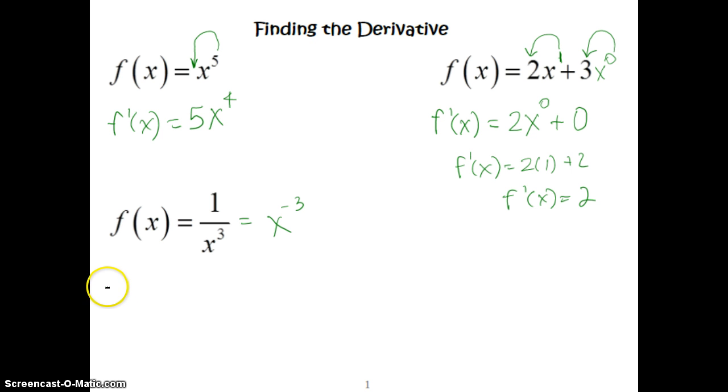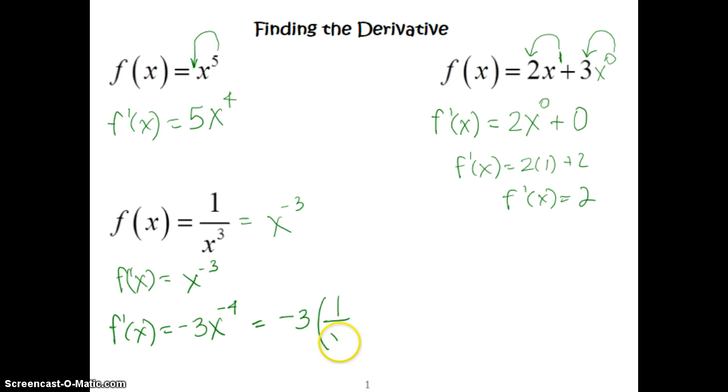So we're going to say this simplifies to f of x equals x to the negative 3. So now let's find f prime of x. For f prime of x, we're going to bring the negative 3 down, so negative 3x, and then negative 3 minus 1 is actually negative 4. So this simplifies to negative 3 times 1 over x to the fourth, which simplifies to negative 3 over x to the fourth. So that is the derivative of 1 over x cubed.